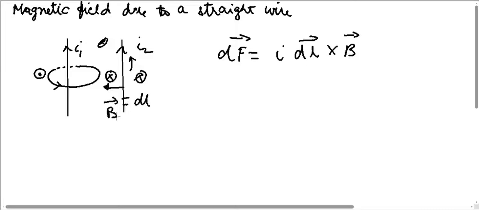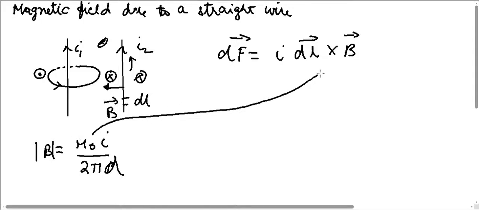Now let us find out, from the last video we knew that if I have a very long or infinite wire, then the magnetic field created by this wire will be, magnitude of B equal to mu naught I by 2 pi d. So I can find the small force dF just by substituting the value of B. Now here it is I dl cross B.